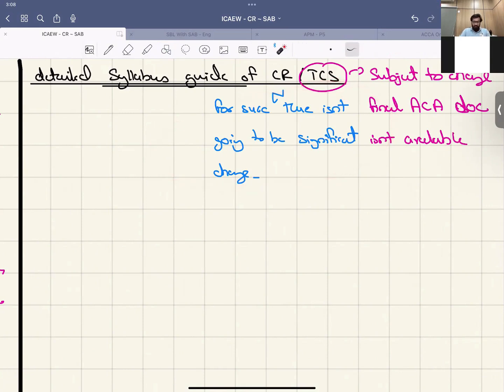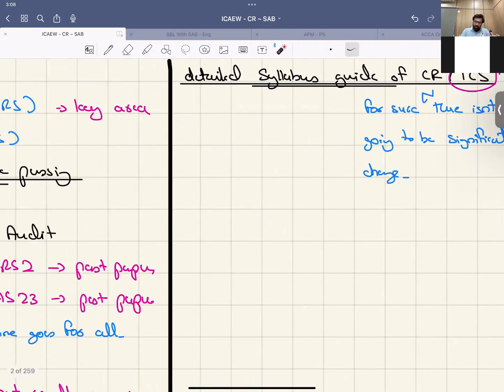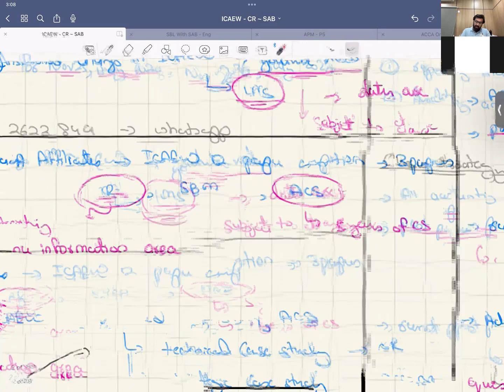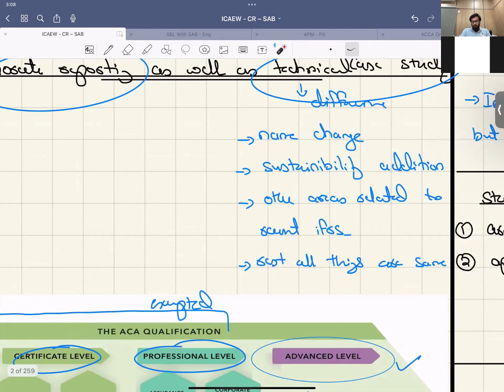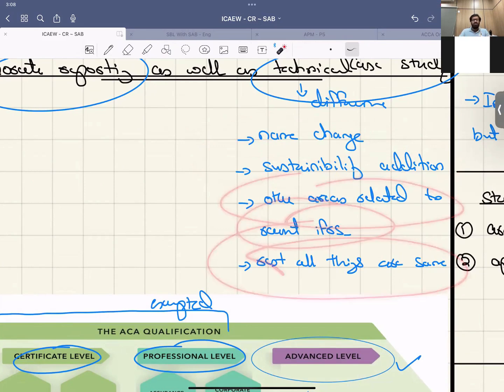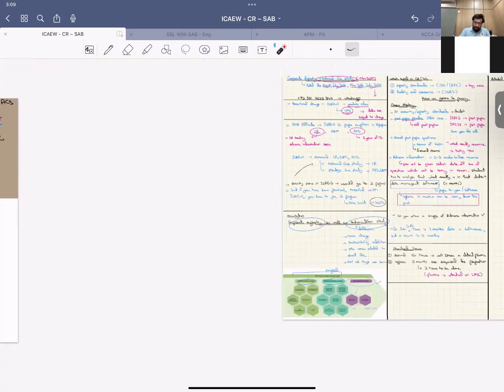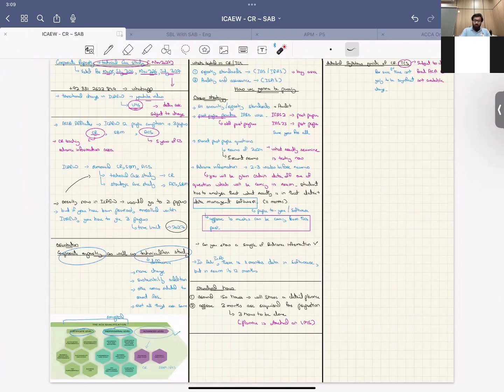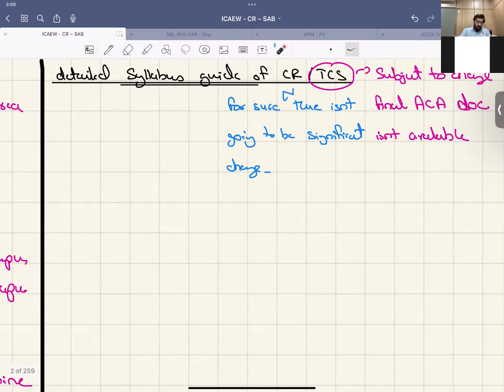This is going to be an easy one, as ICAEW has already released that these areas would be done: the core sustainability addition, and other areas related to recent IFRS and ISAs. So it's not much of a mandatory or technical change, but yes, we're going to be preparing for it. If there's any question you can ask, otherwise I'll be writing the detailed syllabus.